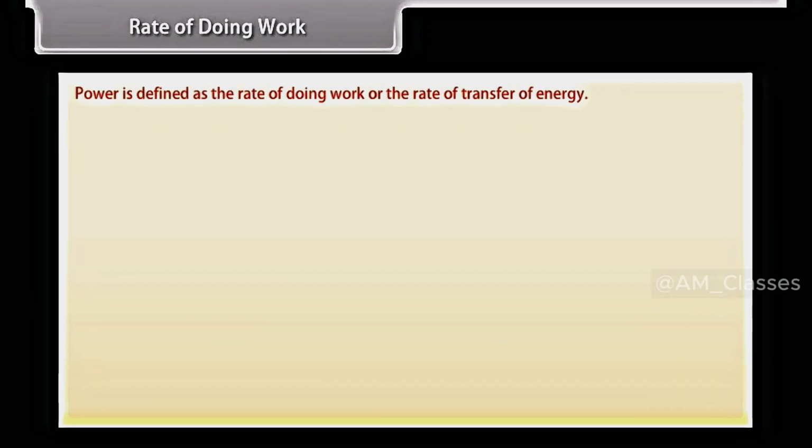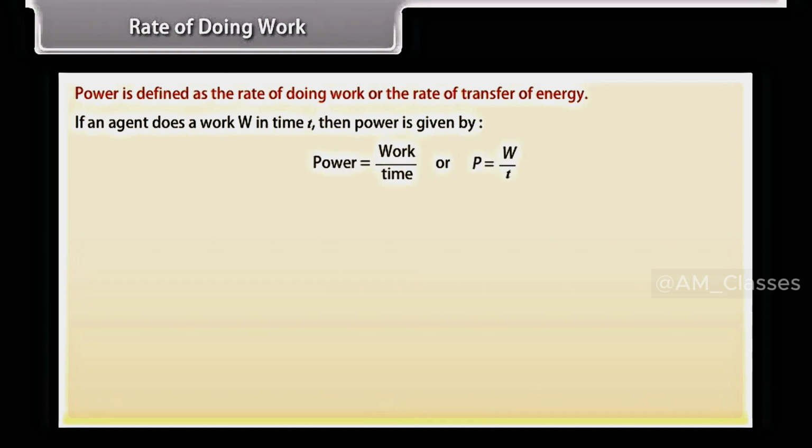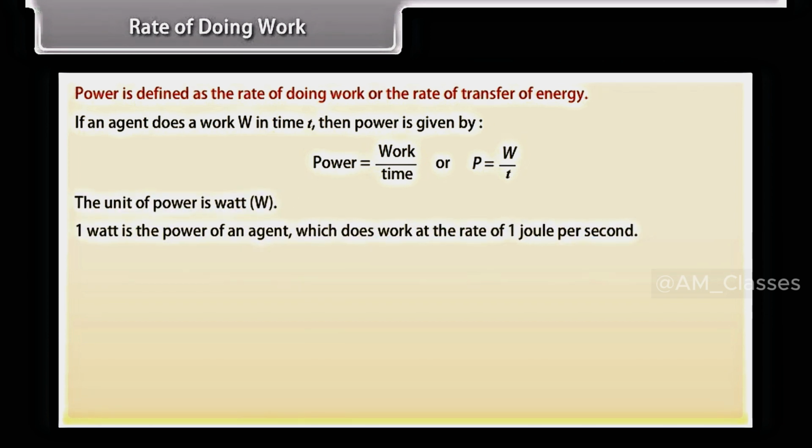So, power is defined as the rate of doing work or the rate of transfer of energy. If an agent does a work W in time t, then power is given by power is equal to work upon time, or P = W/t. The unit of power is watt, having the symbol W. 1 watt is the power of an agent which does work at the rate of 1 joule per second.